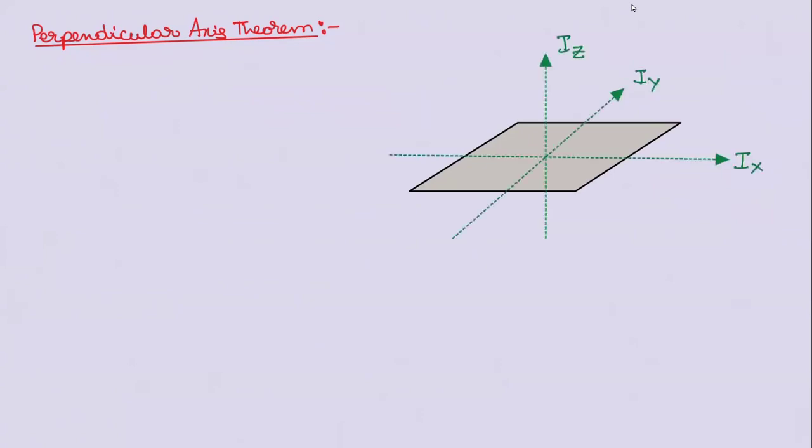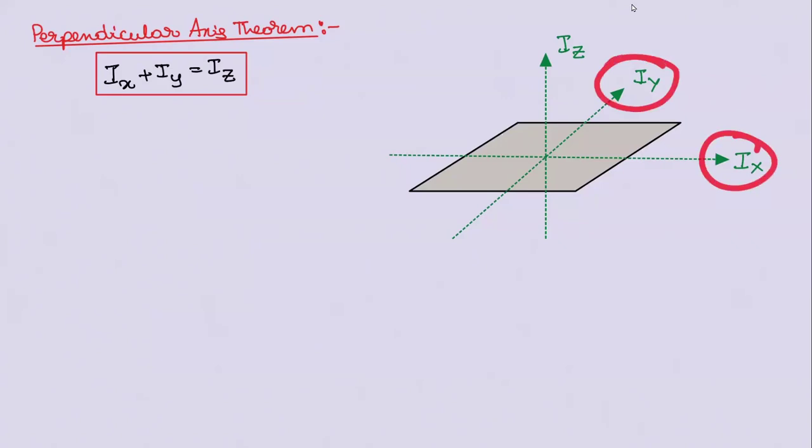Now we go for the second theorem, the perpendicular axis theorem. I'm taking a square plate. The y-axis is like this, the x-axis is like this, and obviously z will be like this. Observe this: x and y are in the plane, z is out of plane. Then moment of inertia I_x plus I_y must be equal to I_z. This is the perpendicular axis theorem. If you know x and y, you can find z. And the rule is very, very important: x and y must be in the plane.